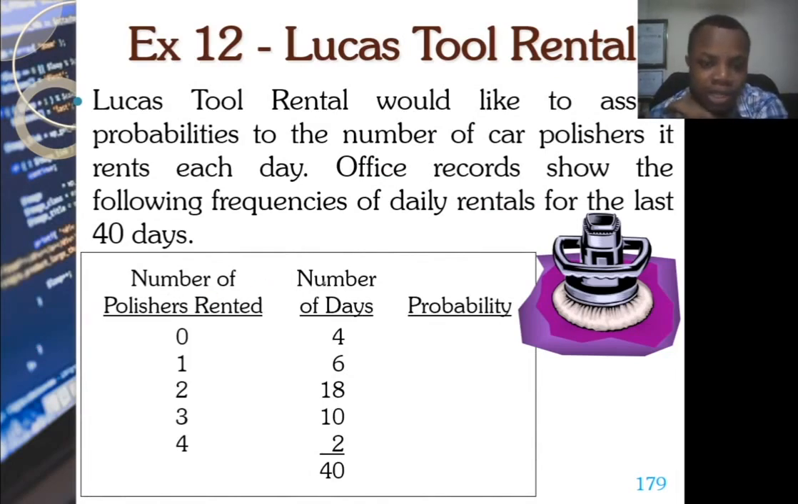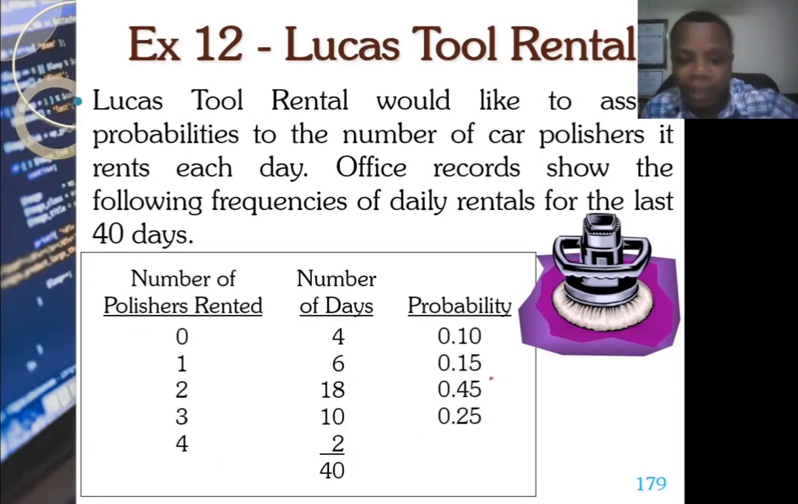So let's look at the number of days. Remember, we are looking at the last 40 days. Within these 40 days, there were 4 days in which no one rented a car polisher, so that is why we have 0 here. 6 days they rented only one car polisher. 18 of the days they rented 2 car polishers, 10 days they rented 3, and for 2 days they rented only 4 car polishers. Now let's see how we estimate the probabilities for each of these numbers of polishers being rented.